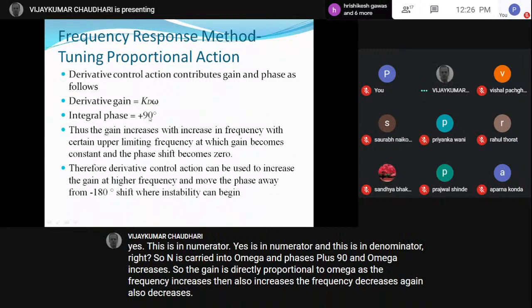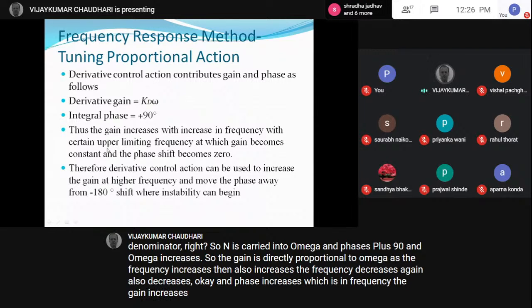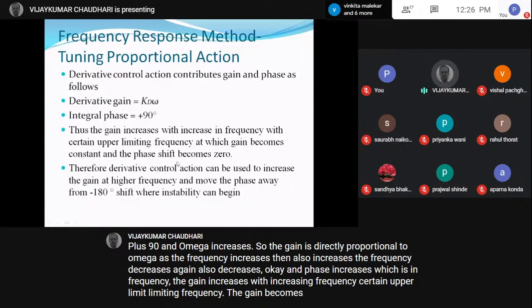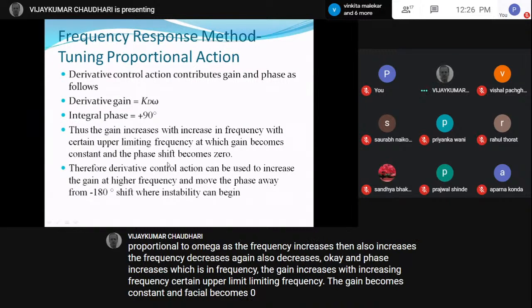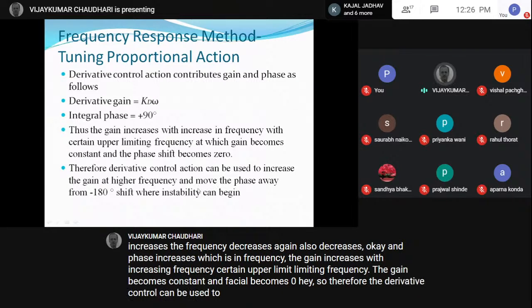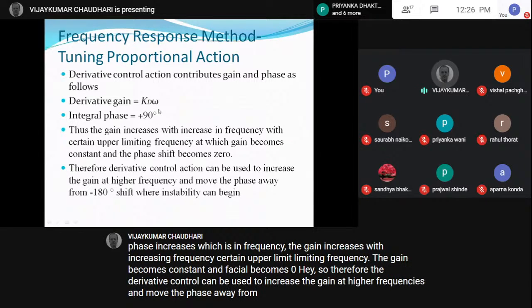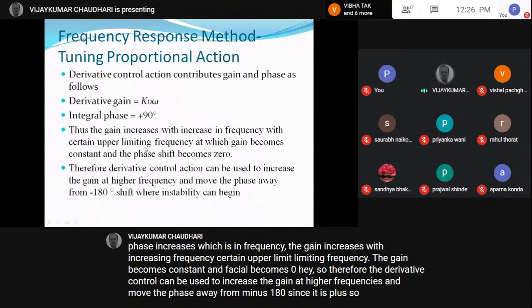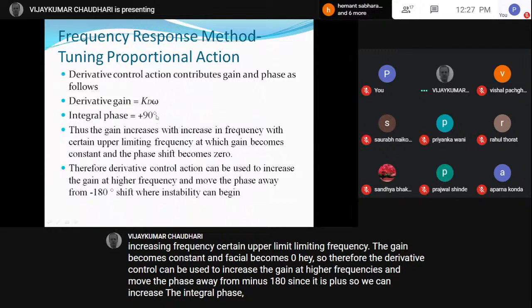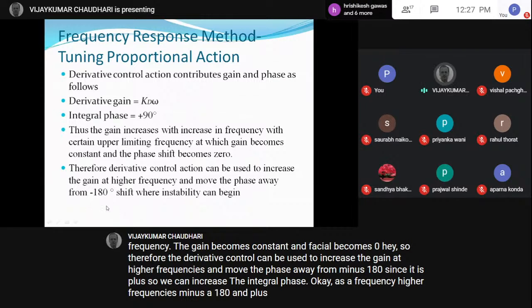Okay, and phase increases with increase in frequency. So as the gain increases with increase in frequency, there is a certain upper limiting frequency at which the gain becomes constant and phase shift becomes zero, right? So therefore the derivative control can be used to increase the gain at higher frequencies and move the phase away from minus 180. Since it is plus, we can increase the phase, okay, at higher frequencies minus 180 and plus, so phase margin will increase.